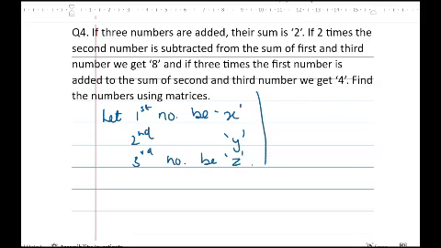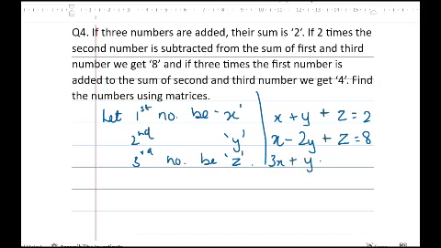So as per the equations given here, let us write down our three equations. If the three numbers are added, the sum is 2. So x plus y plus z is equal to 2. Then you have, if 2 times the second number is subtracted from the sum of the first and the third number. So sum of the first and the third number, and you're subtracting 2 times the second number, you get the number 8. Okay, and if 3 times the first number is added to the second and the third number, we get 4.